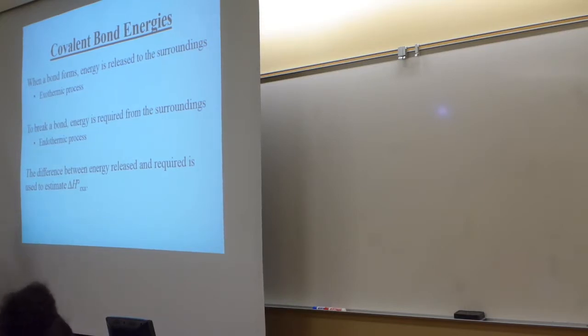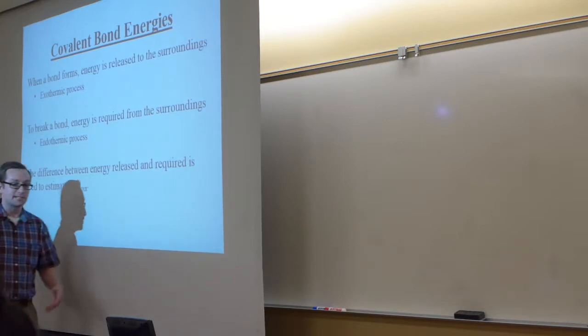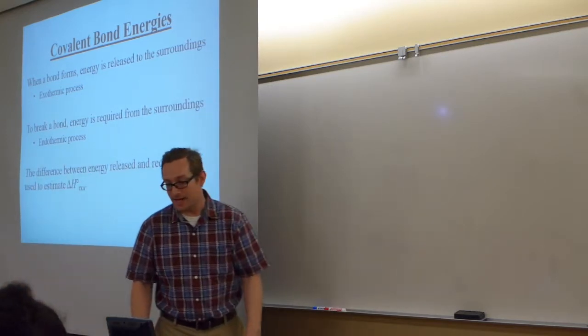And it goes kind of in line with the ionic bonding model with lattice energy. Lattice energies are always exothermic. Why? Because you get cations and anions coming together, and that releases energy out to the surroundings. So it's all about positive and negative coming together, and you get energy released out. The difference between the energy released and the energy required to form and break bonds can be estimated as the enthalpy of the reaction. Right?